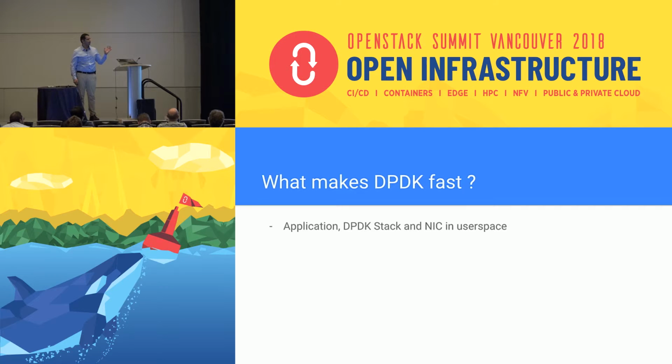What makes DPDK fast? First, everything happens in user space. Your application, your DPDK stack, and the NIC itself happen in user space. So there's no kernel overhead for sending the packets out or receiving them.